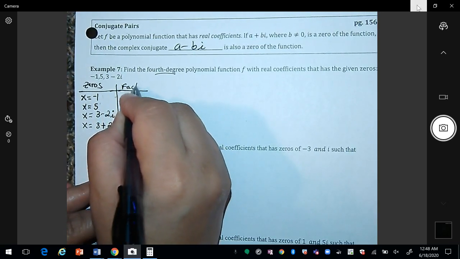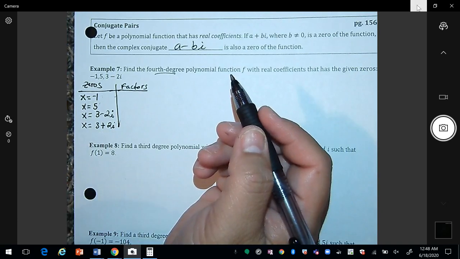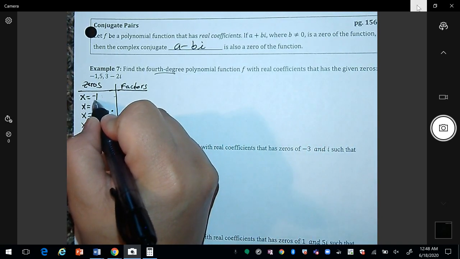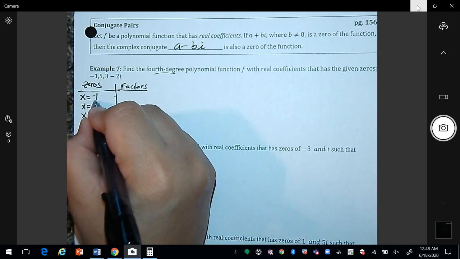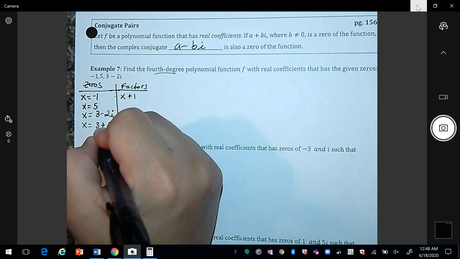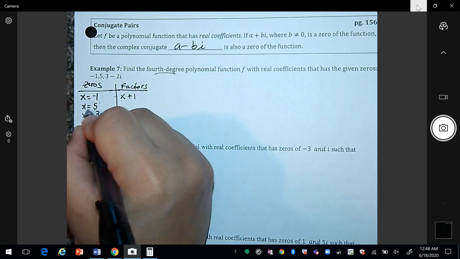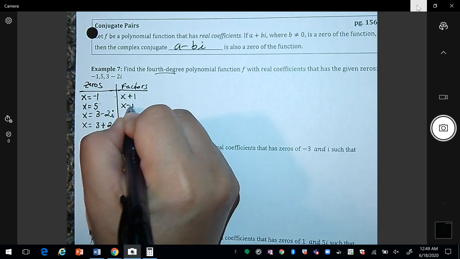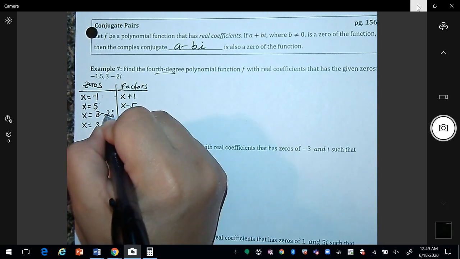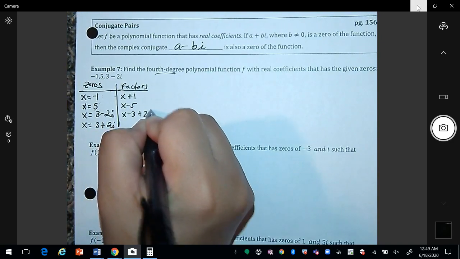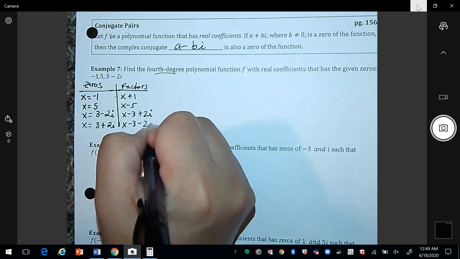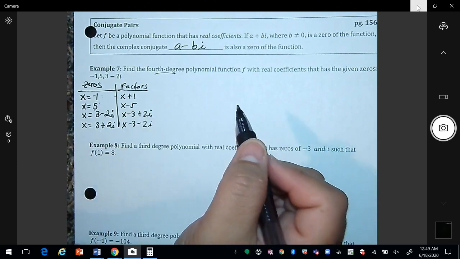Once you have your zeros listed, then we want to write down the factors. To get the factors, we take the -1 and move it to the left side. So to do that, I add +1 and +1. So that would be my factor. I would subtract 5 on both sides. Subtract the 3, add the 2i, subtract the 3, and subtract the 2i. So these are our factors.